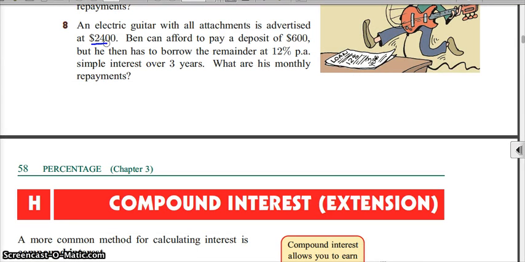Electric guitar is advertised at $2,400. Ben can afford to pay a deposit of $600. So all up, he's paying how much to start with? No, sorry. How much is he borrowing to start with? Sorry, my mistake. Wrong question. He's doing that, isn't he? Yeah. He's borrowing that. Okay. He then has to borrow the remainder at 12%. What does 12% look like as a decimal? 0.12. Good. And the N is 3 years. Okay.